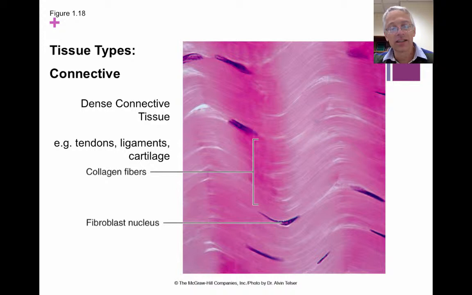And denser connective tissues, you are familiar with some of these names probably. Tendons, which connect muscles to bones, ligaments, which connect bones to bones, and cartilage, which is that rubbery, springy tissue at the ends of our bones that protect them from grinding each other down.